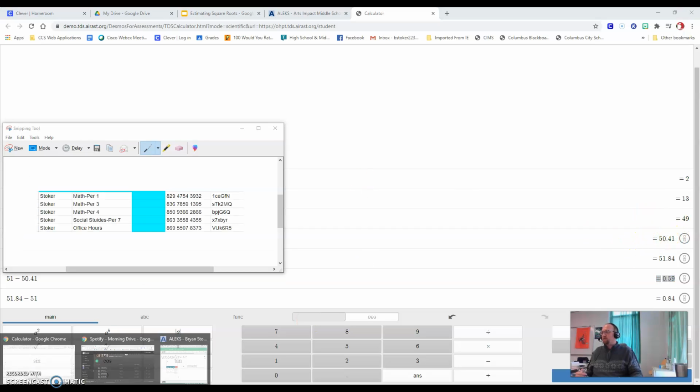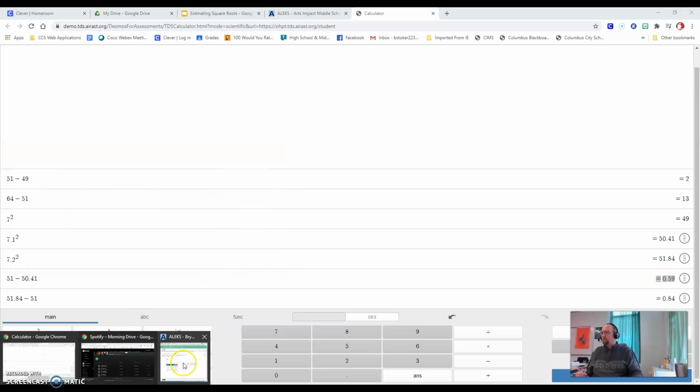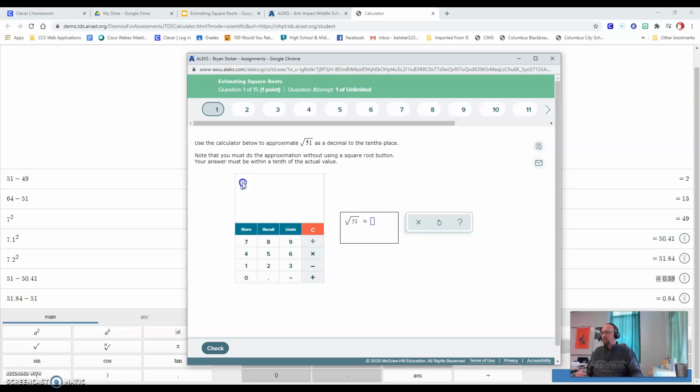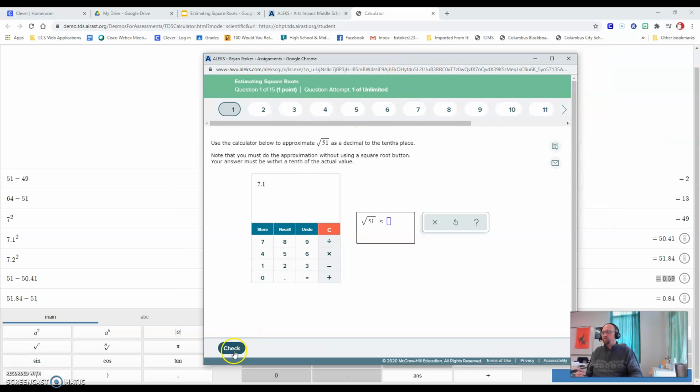So what I want to do here is come back and enter 7.1 and double check that. The nice thing about that Desmos calculator is you have it in the background here, so you can see it. You can move this around if you need to. But 7.1, oh, I have to fill in the box. Sorry. 7.1. And I'll check my answer.